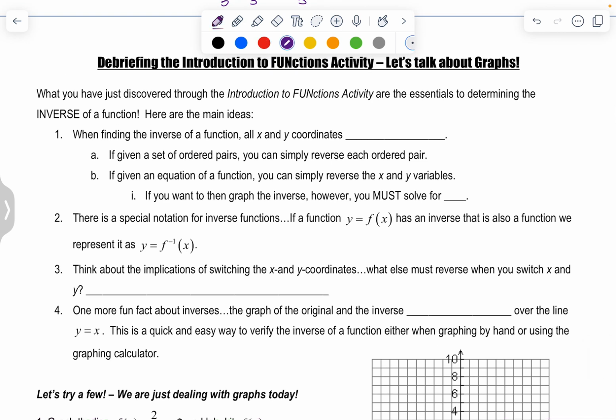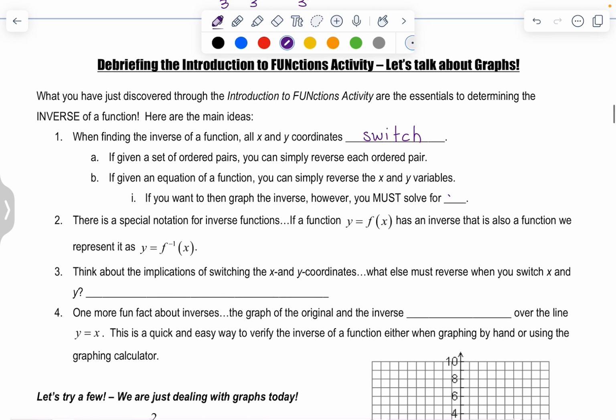So when finding an inverse, if we are given a function, all of your x and y coordinates switch. If you're given a set of ordered pairs, you can just reverse the order. You can go from xy to yx. If you're given an equation, you change your y's to x's, x's to y's, and then solve that thing for y. That will give you the new function.